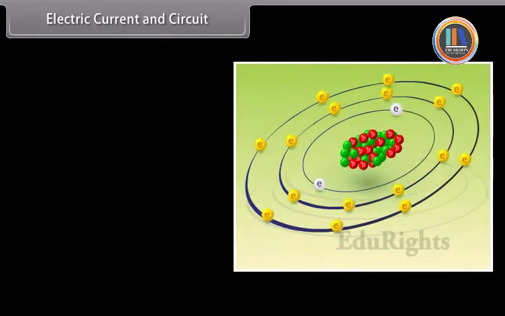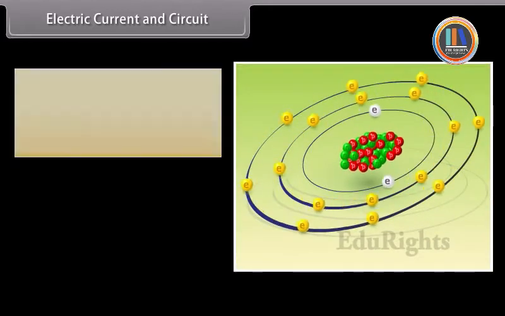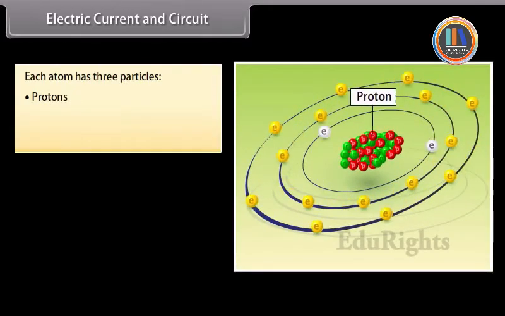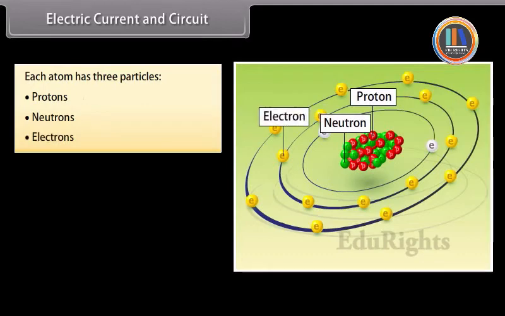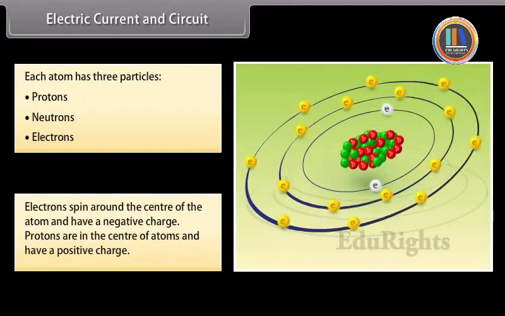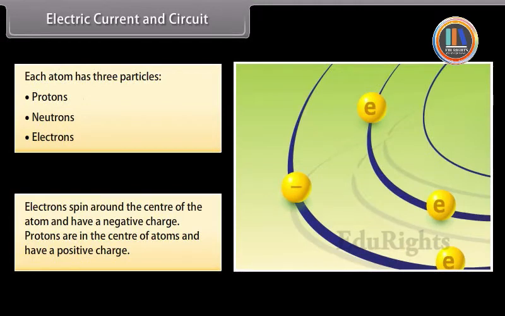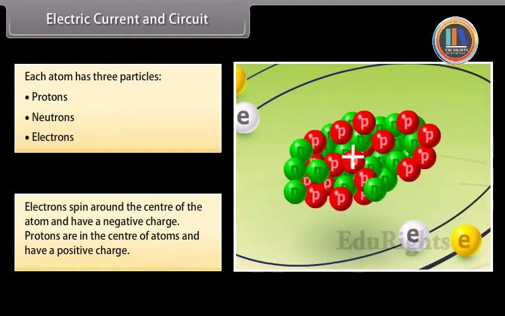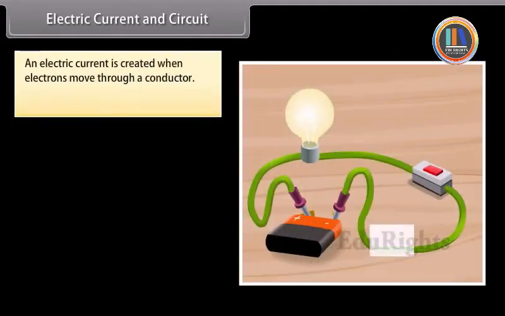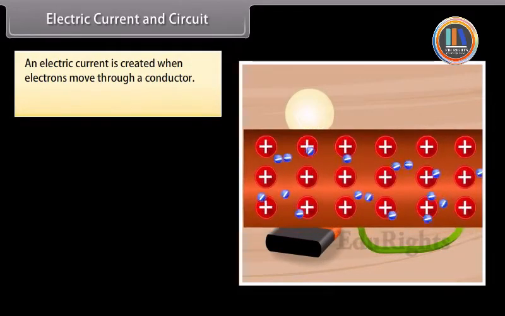Electric current and circuit. All things around us are made up of atoms. Each has three particles, protons, neutrons and electrons. Electrons spin around the center of the atom and have a negative charge. Protons are in the center of atoms and have a positive charge. An electric current is created when electrons move through a conductor.